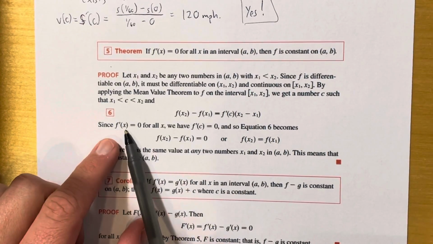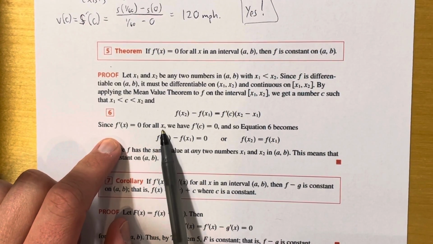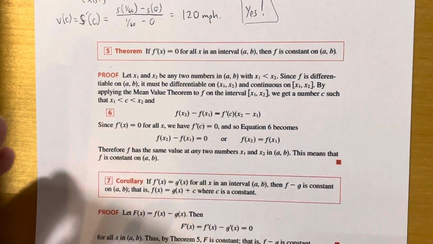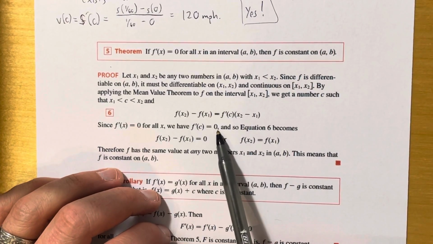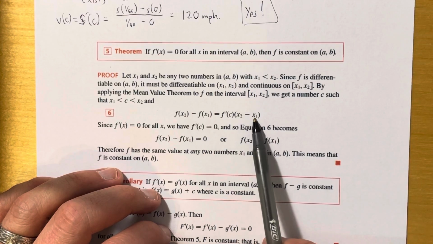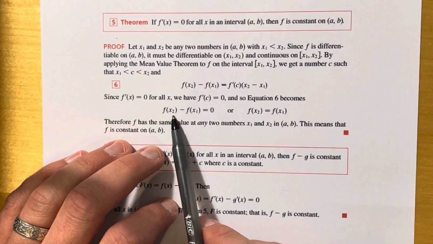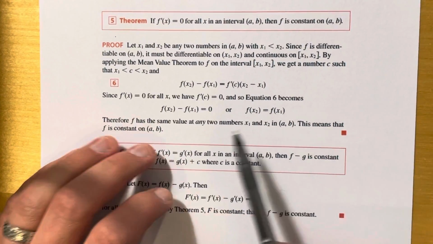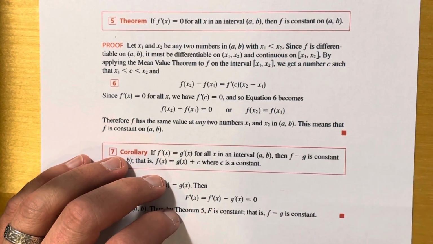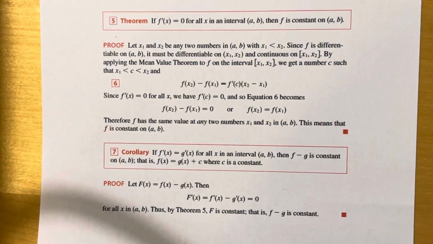Now, because f prime of x is equal to 0 for all values of x, and c is a number, f prime of c must also equal 0, implying that this entire right-hand side is equal to 0. Leaving me with this, f of x2 minus f of x1 is equal to 0, or equivalently, f of x2 equals f of x1. Now think about what that means.